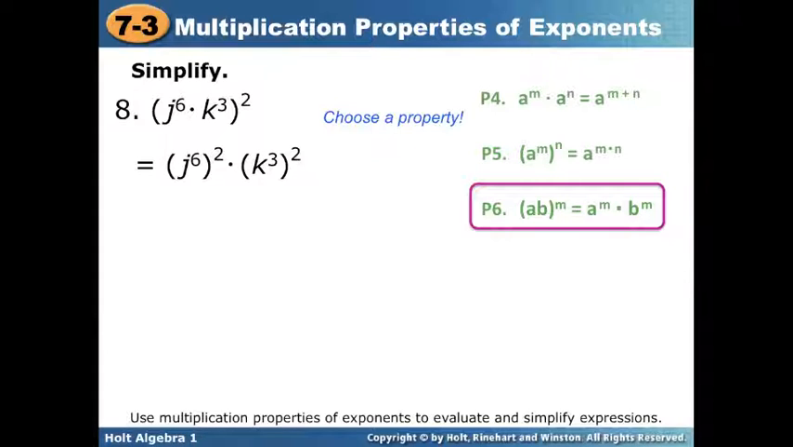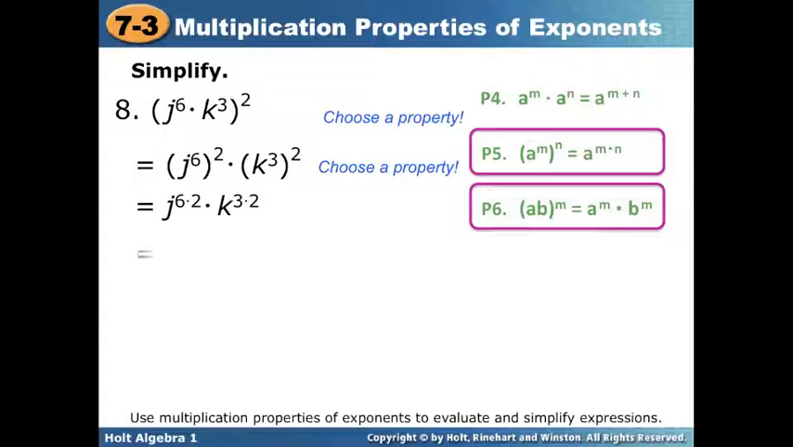Now we have a power to a power. So that is property number 5. Remember, a power to a power you multiply. Stress those P's so it helps you remember. So 6 times 2 and 3 times 2, we get j to the 12th, k to the 6th. Notice here we will stop with this being our final answer. We cannot use property number 4 because we must have like bases in order to add our exponents.